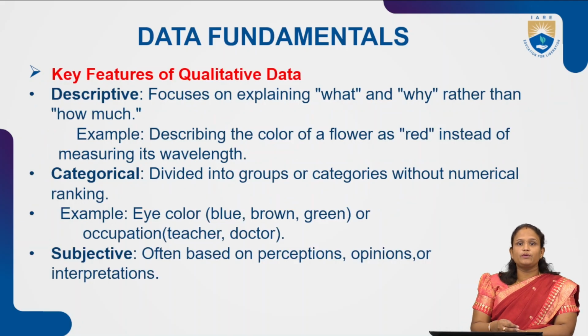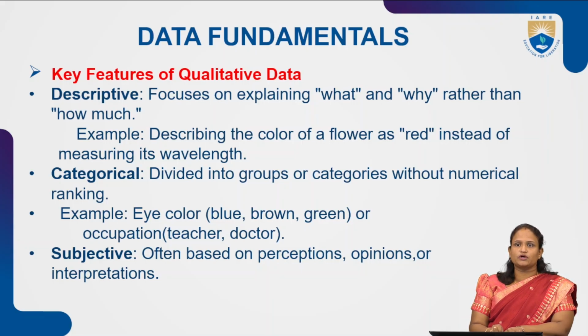What is descriptive and what is categorical data? Descriptive data focuses on explaining what and why rather than how much. Example, describing the color of a flower as red instead of measuring its wavelength. We are describing the color of a particular flower, but we are not measuring the length of the flower. That is the quality of that particular flower, but not the quantity. That is qualitative data.